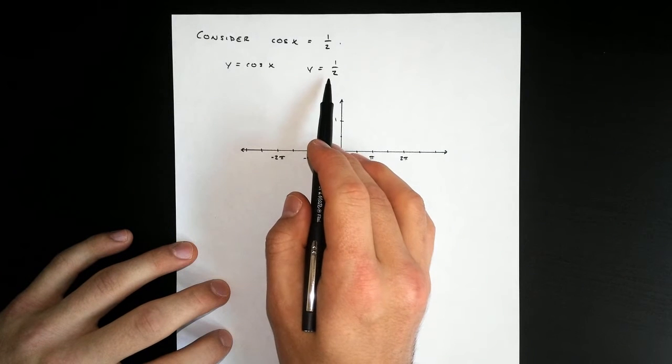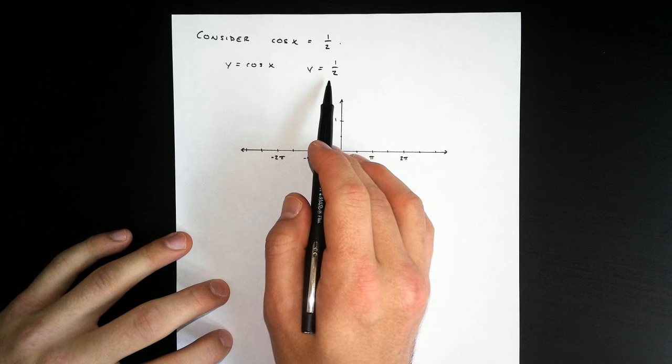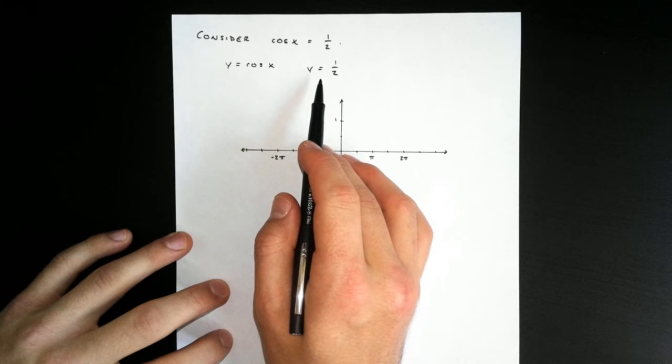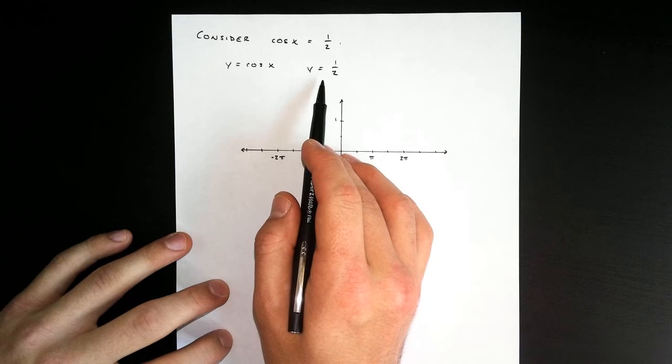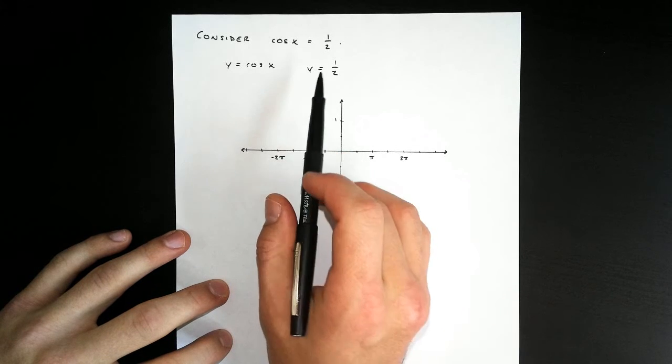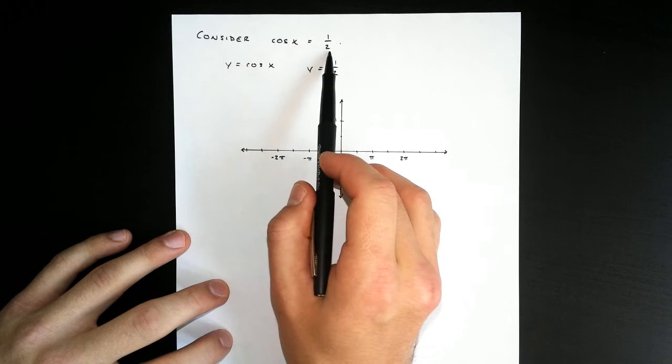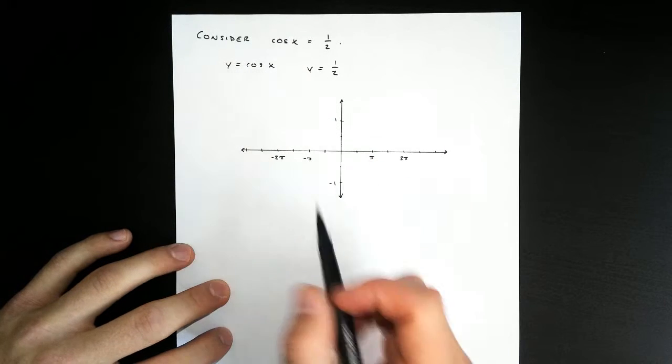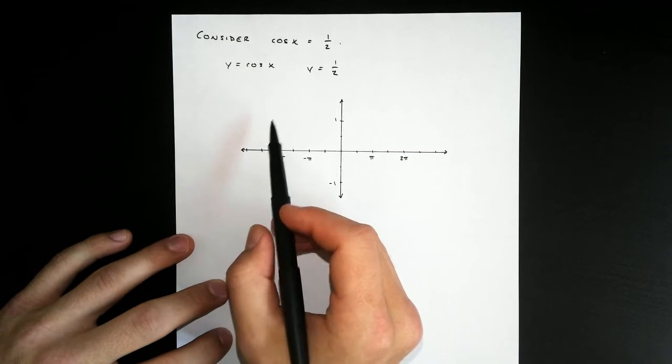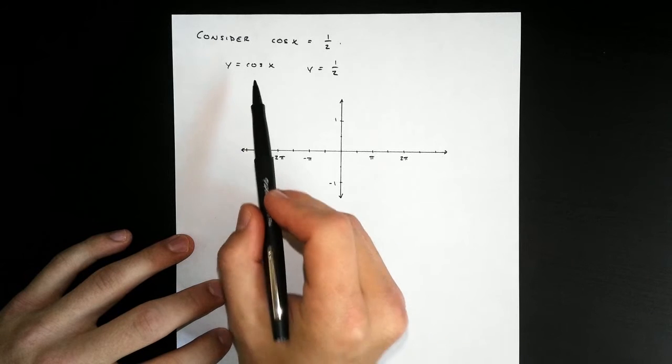This represents a system of equations, and if we graph both of these, the points of intersection between those two graphs, those are going to represent the solutions to our original equation. So let's graph these and take a look and see what that looks like.